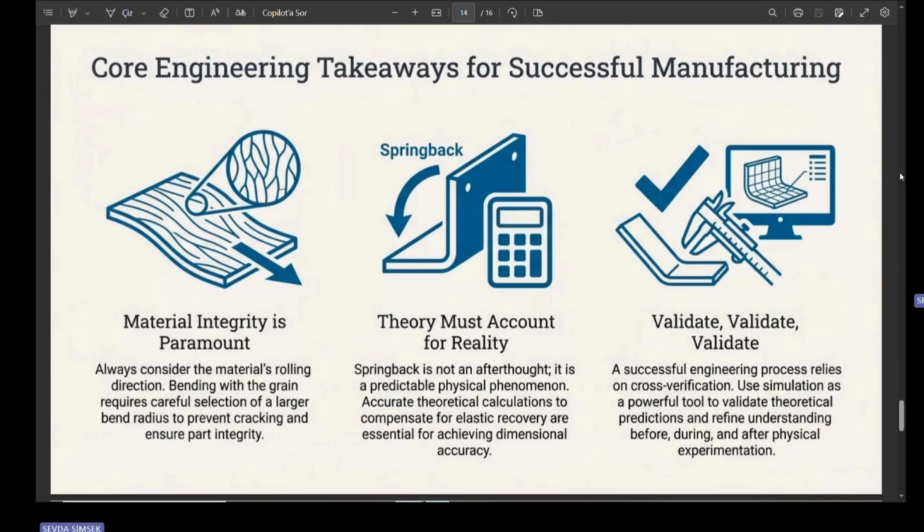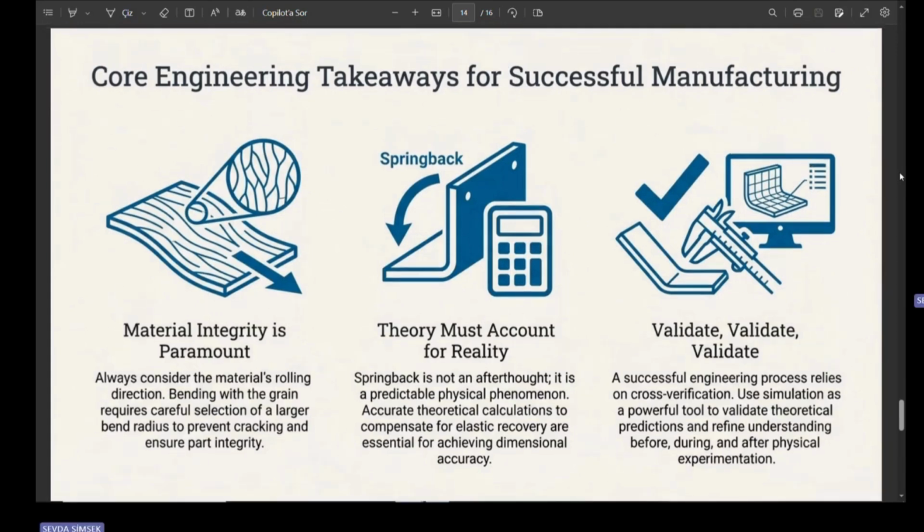The main engineering lessons derived from this study are as follows. Method integrity must always be preserved, and rolling direction must be taken into account. Springback is a significant physical effect that should not be neglected and must be calculated. Reliable engineering results are achieved when theory, experiment, and simulation are evaluated together. In conclusion, sheet metal bending may appear to be a single operation. It requires detailed engineering analysis.